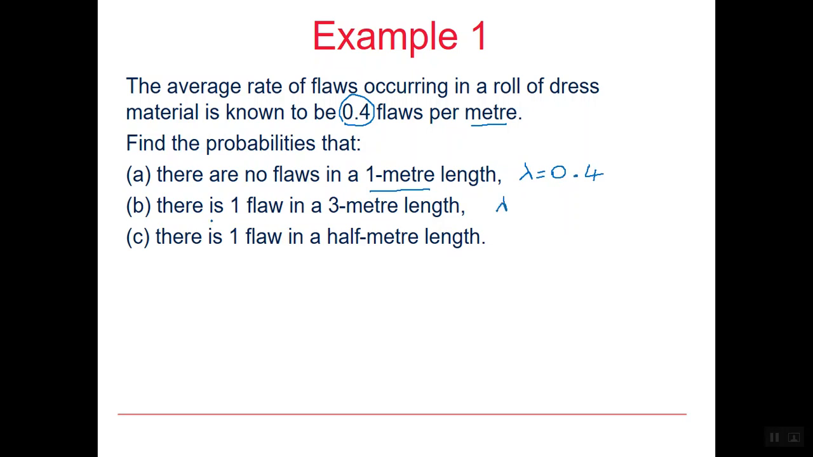In the second part of the question, we're interested in finding 1 flaw in a 3 meter length. So the length here has been tripled, so we must do the same to the 0.4. So lambda in this case would be 1.2. And finally, we're looking at a half meter length, so we'd have to half the 0.4 to get 0.2.